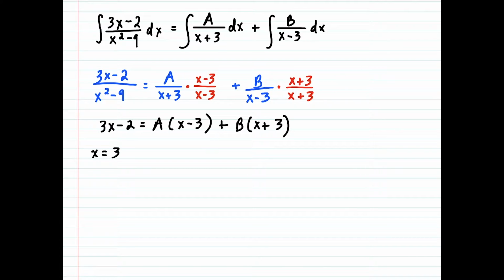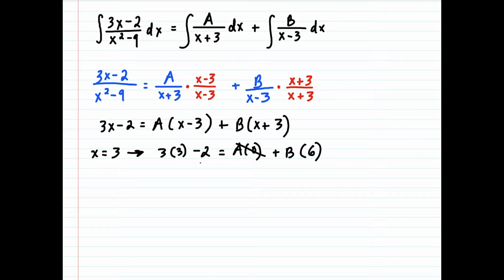And the test values that make the most sense to use are ones that make these factors x minus 3 and x plus 3 equal 0. And x equals 3 will make this middle term here cancel out completely. So when we plug in x equals 3, on the left side of the equal sign, we'll have 3 times 3 minus 2 is now equal to a times 3 minus 3 is 0. And this term just cancels out. And then we have plus b times 3 plus 3 is 6.